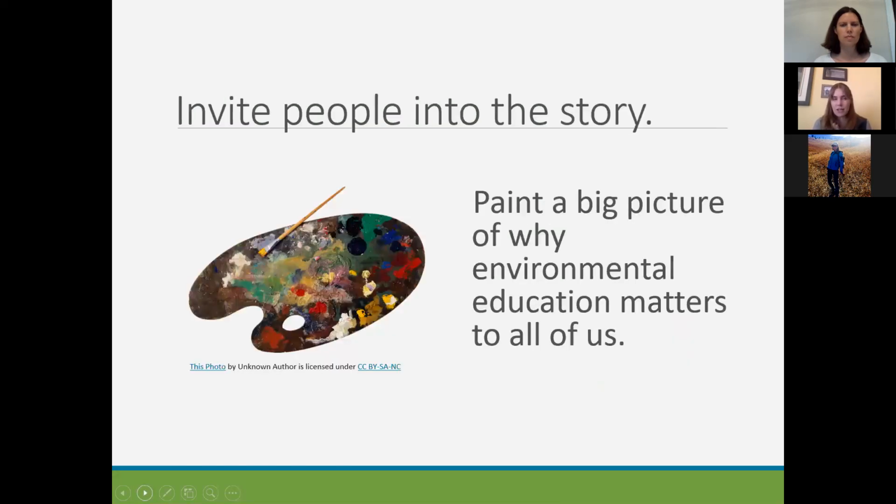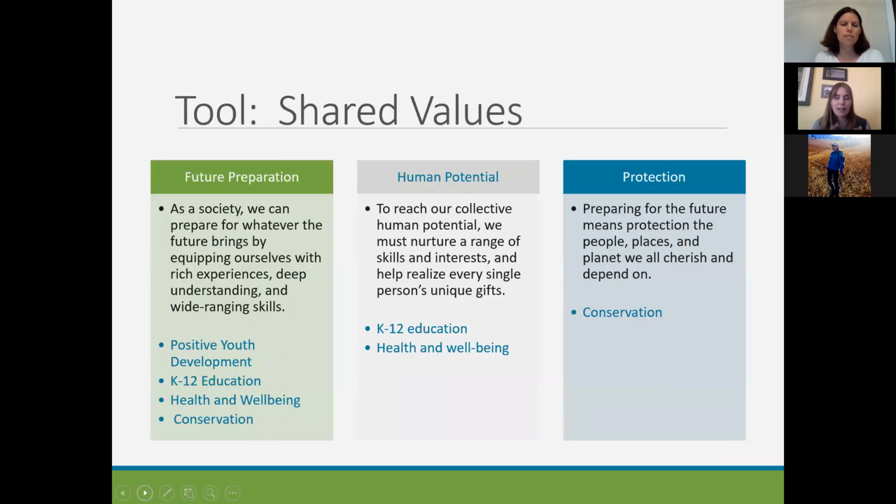The second recommendation that they gave us goes back to those 3 steps of framing. And how do we paint a big picture of why it matters to all of us? The tools that they gave us were shared values. And they gave us 3 different values that we can plug in. One is future preparation. And that's that as a society, we can prepare for whatever is coming in the future by equipping ourselves with these rich experiences, wide-ranging skills, and deep understandings.